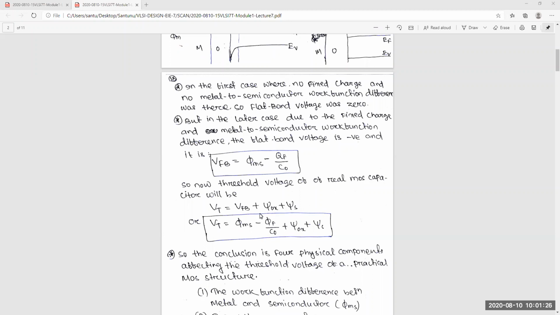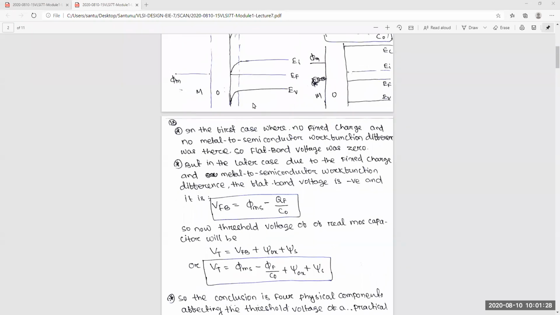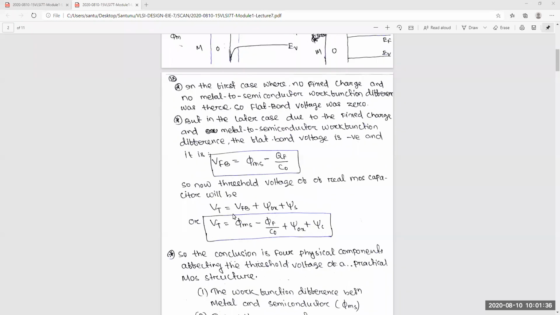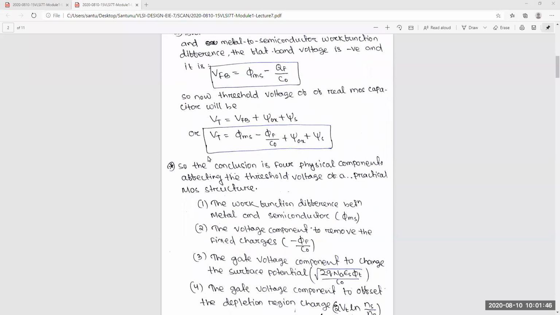But due to this non-ideality, the presence of phi ms and your fixed charge, this part is added. So now Vt is V flat band plus phi Ox plus phi S. This is the total Vt equation. Now you can see there are 4 things. One is the metal to semiconductor work function difference.